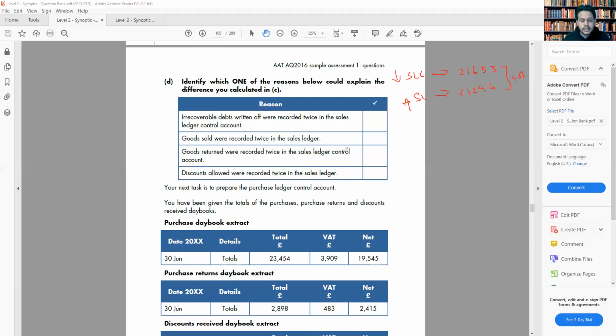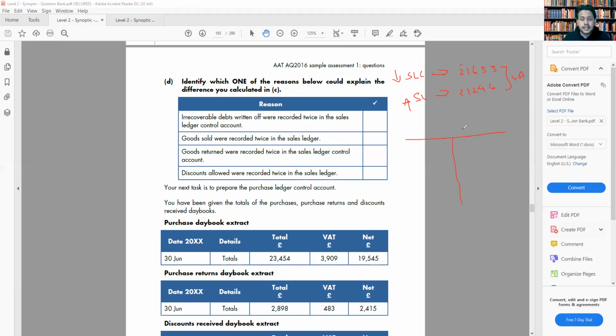Let's have a look at what the reason is here. Irrecoverable debt written off twice in the sales ledger control? No, that's not a reason. Goods sold were recorded twice in the sales ledger? No, my sales ledger is already lower. If I do that, it will be even lower. Goods returned were recorded twice in the sales ledger control account? No, this is already higher. If I do that, it will be even higher. Discount allowed was recorded twice in the sales ledger? That could be the reason, because it makes the sales ledger lower. I can show you why this is the reason.